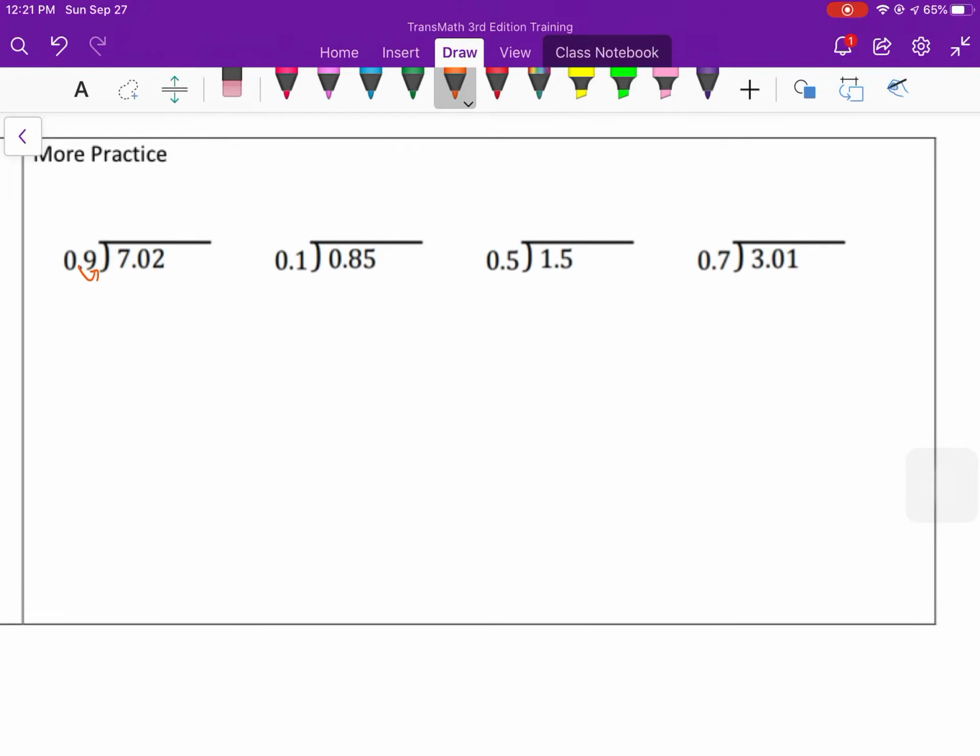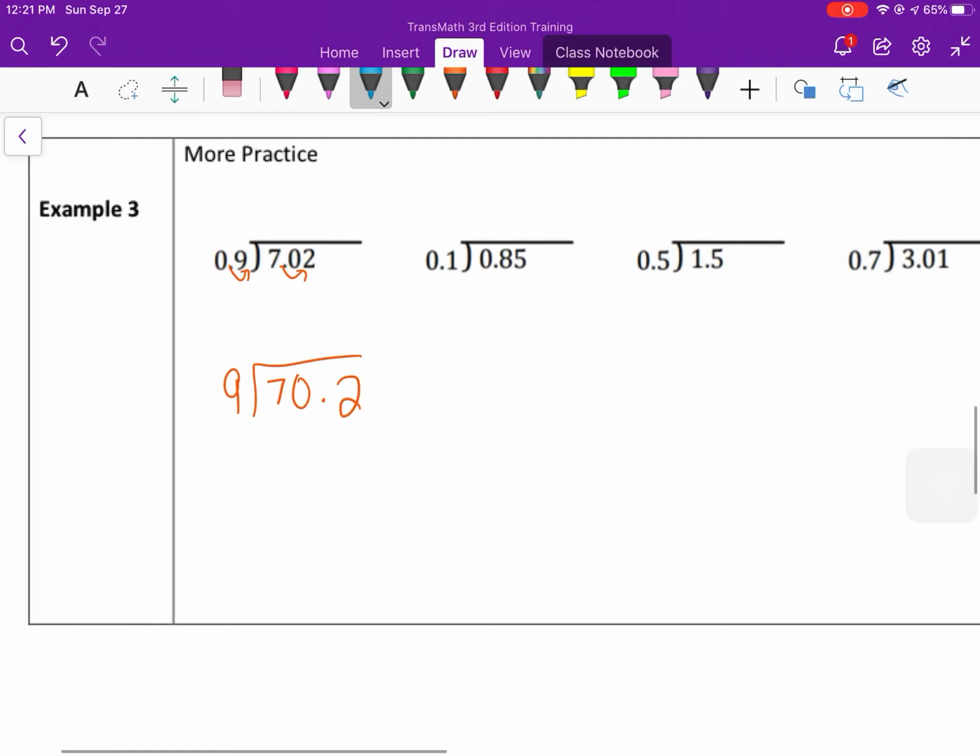I think I'm going to do this first one. So again, move the decimal over. Outside number is a whole number. Move it over one more time here. So 70.2. How many times does 9 go into 70?